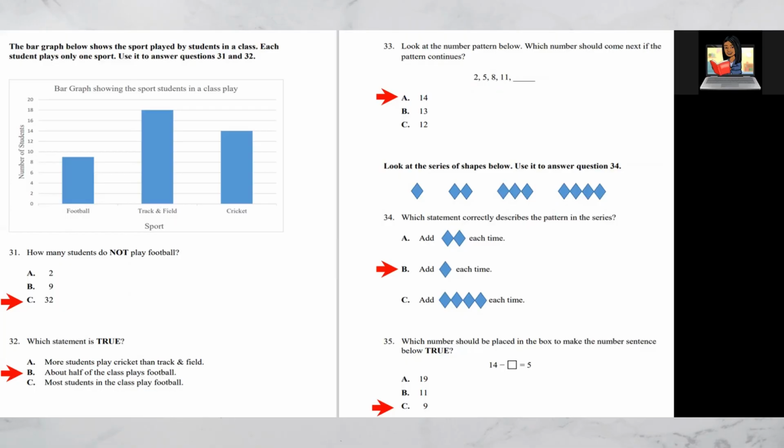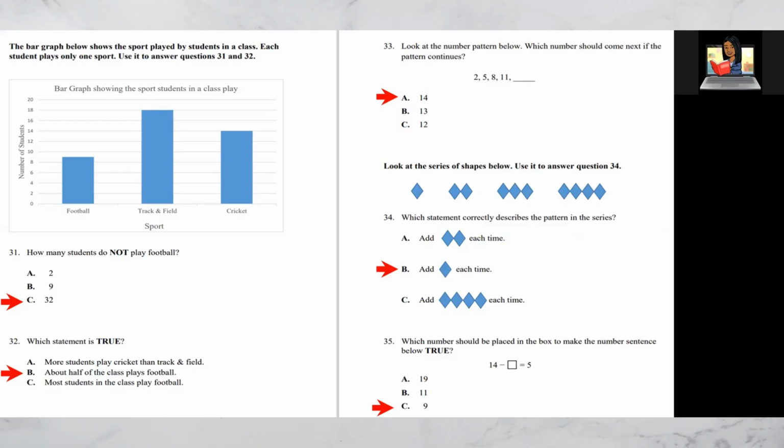Okay, question 33. Look at the number pattern below. Which number should come next if the pattern continues? 2, 5, 8, 11. So 2 plus 3 is 5. 5 plus 3 is 8. 8 plus 3 is 11. 11 plus 3 is 14 because you're following the same pattern.